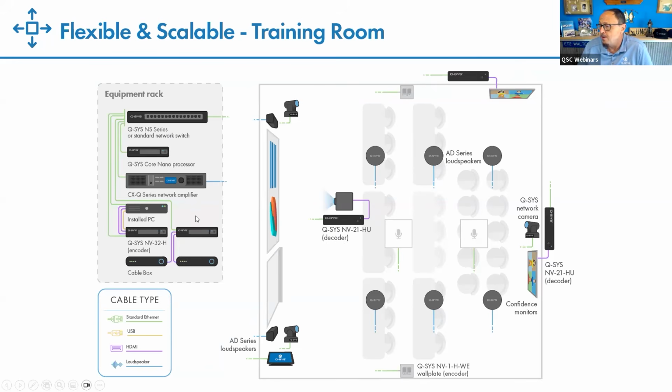So a confidence monitor towards the back, a primary display here, 2 cameras in the front to better capture what's going on in the classroom space, and then a camera at the back of the room to capture the trainer and things like that.